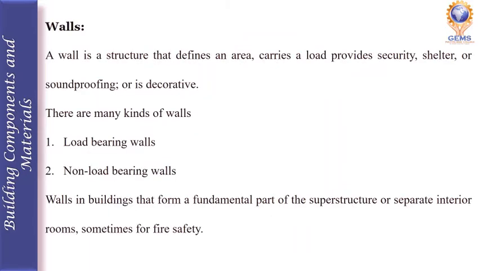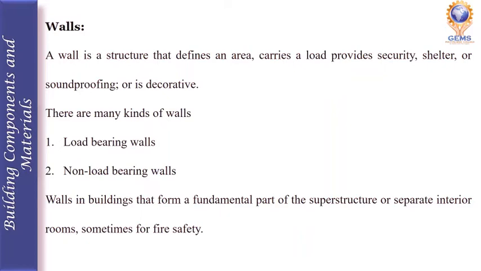The first is wall. In a building, the first thing we see is a wall. We can't see the column, we can't see the doors or everything. We can see the walls. The wall in a structure gives a defined area of a room, or it carries a load. In some structures it carries a load also, and mostly it gives us some privacy.